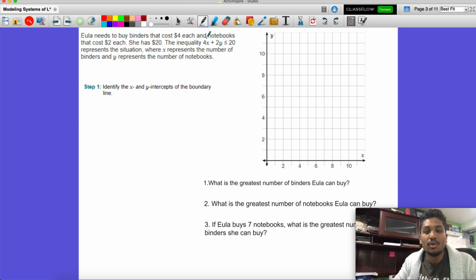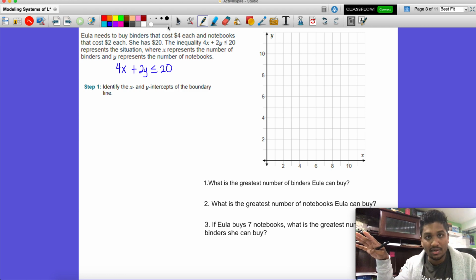And so it says the inequality, okay, 4x plus 2y is less than or equal to 20. So we're gonna write that here, 4x, okay, plus 2y is less than or equal to 20, okay. Now think for a second, like why are they using less than or equal to 20? And when you think about it, it's like, all right, if you have $20 in your wallet and you need to buy these binders, does that mean that you need to go and spend all $20?